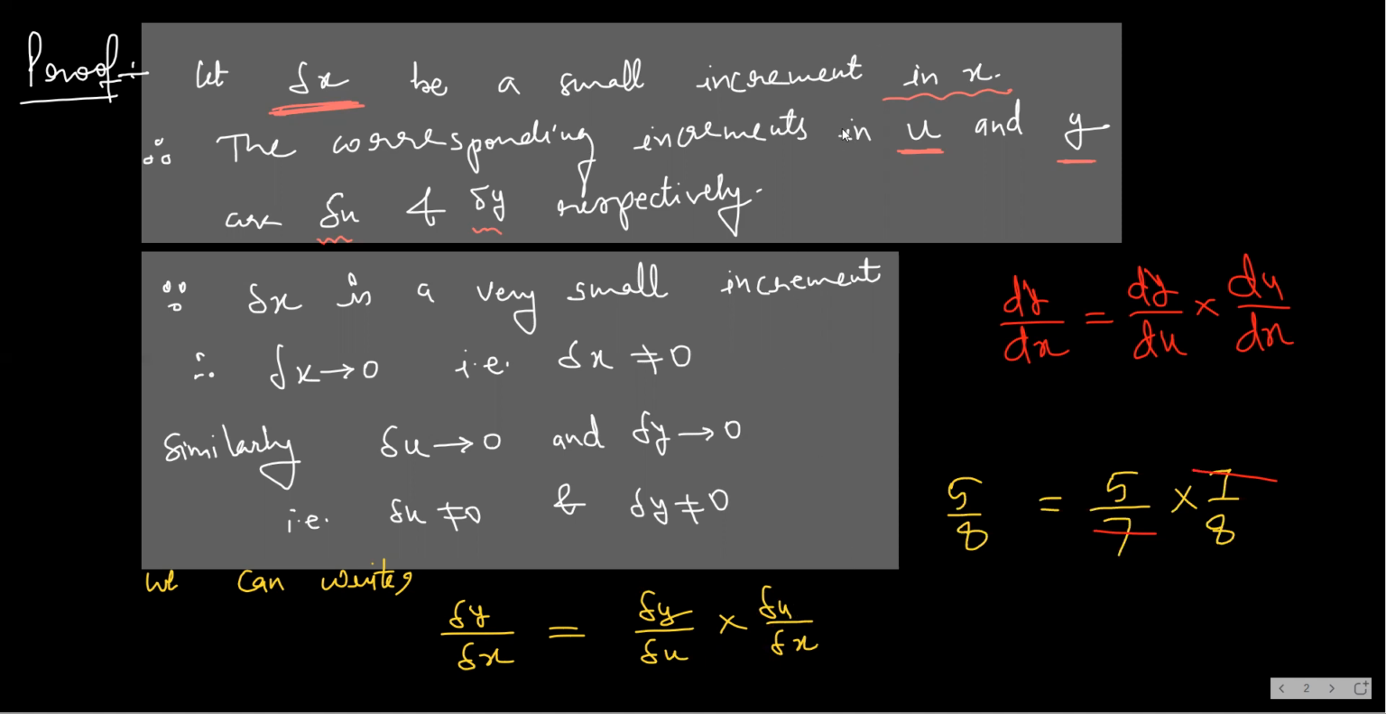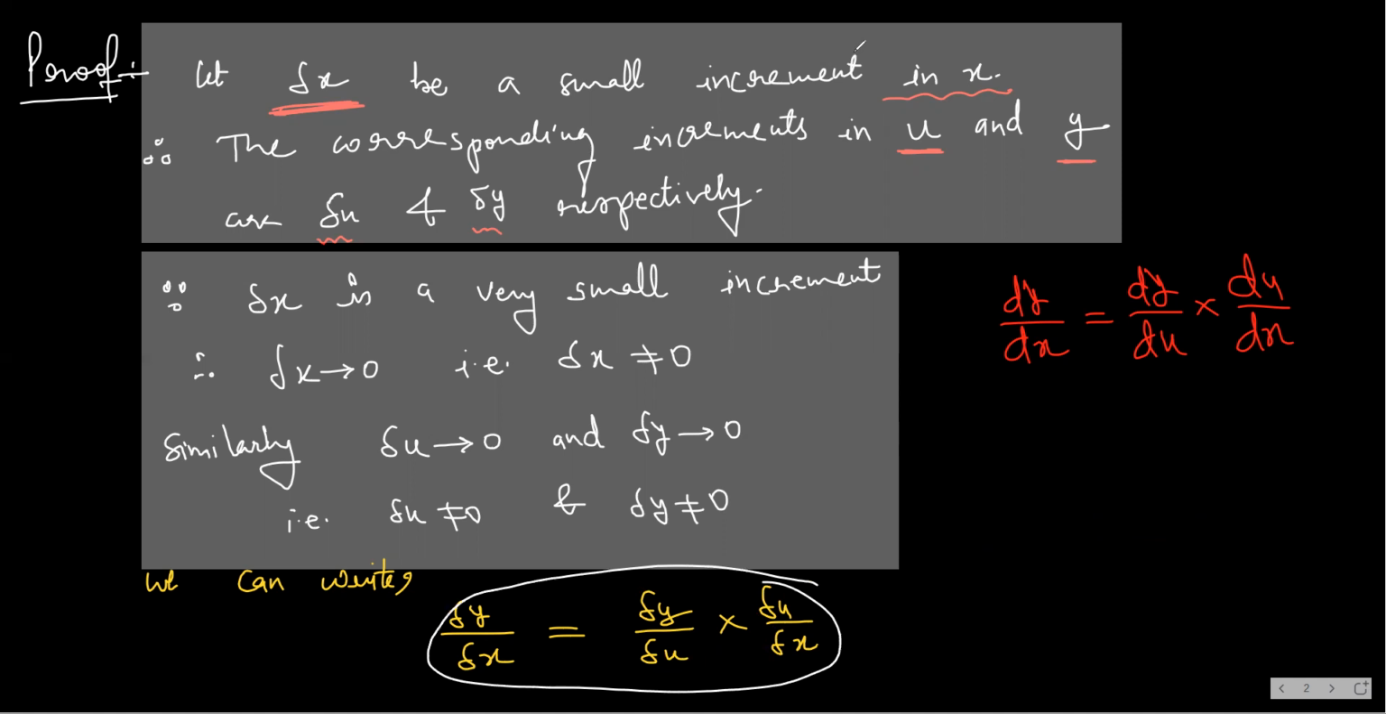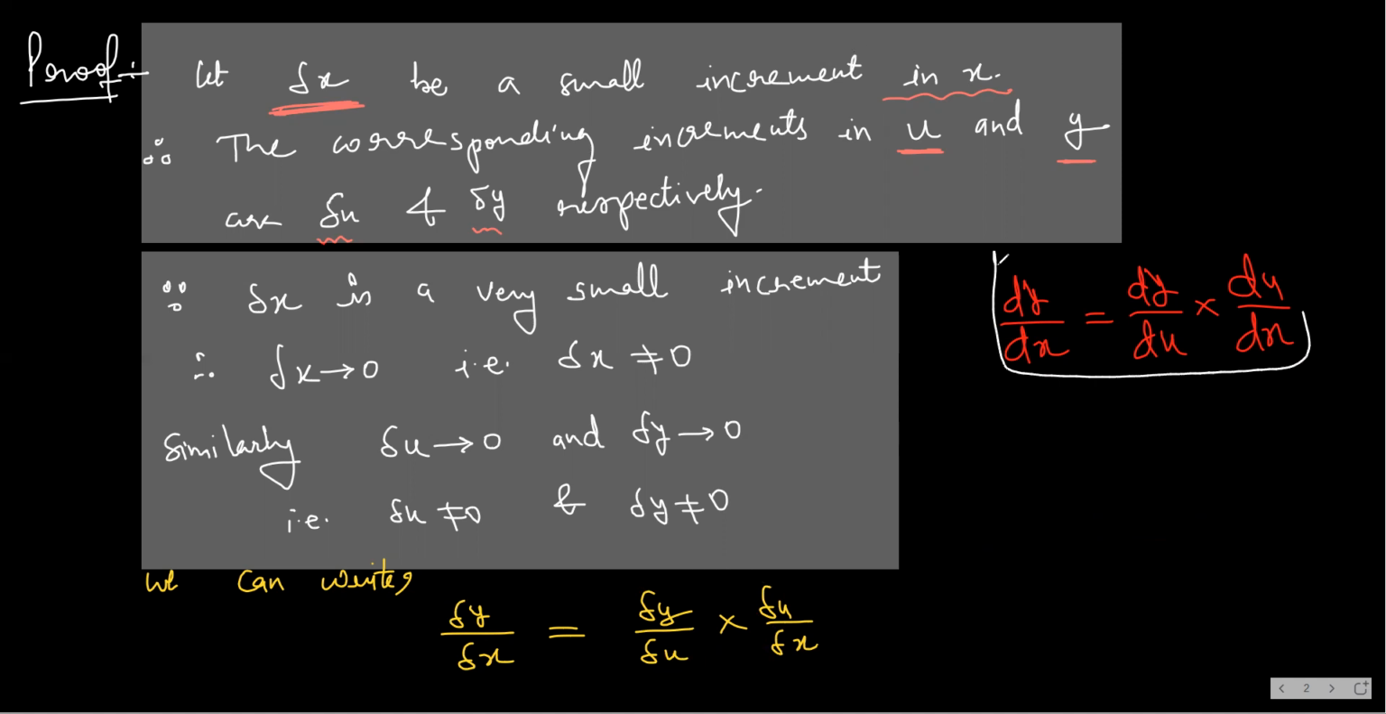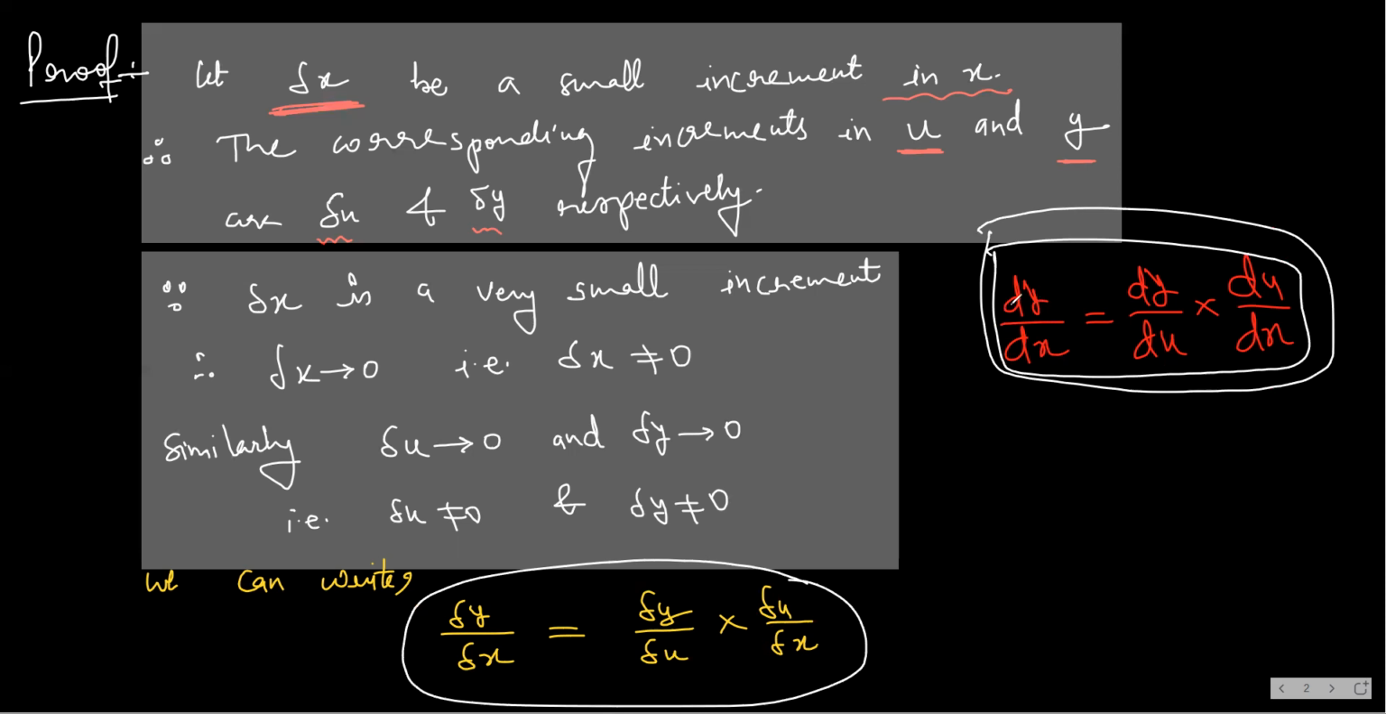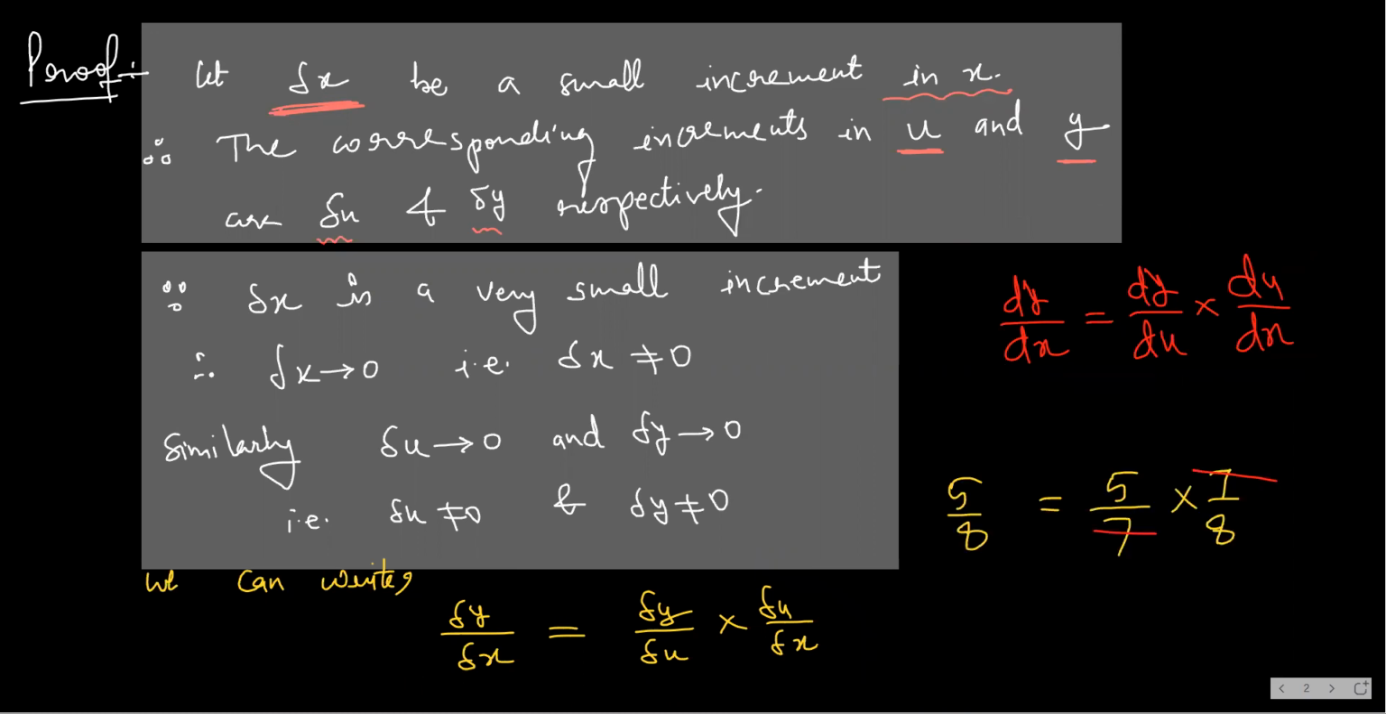Now, if you have some doubt that what if I forget this step, what if I don't remember what I should write here? See, very simple. Whatever they are asking you to prove, in that you replace d by delta. When you replace d by delta, you will get the same. You see here, delta y by delta x, delta y by delta u into delta u by delta x. Okay, this is what I have done. Remember, these are all small increments.